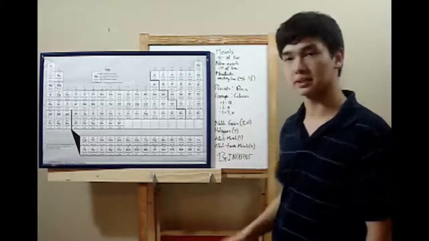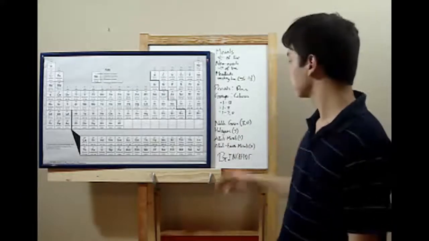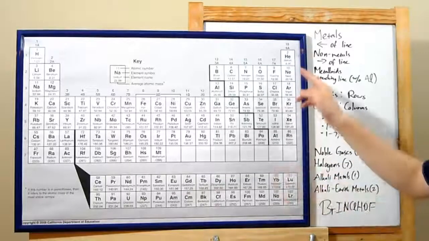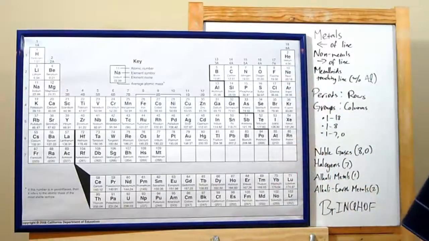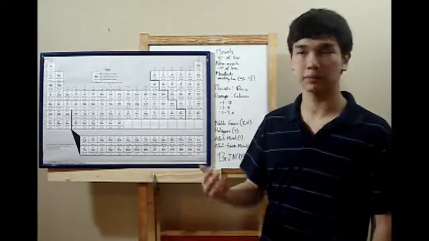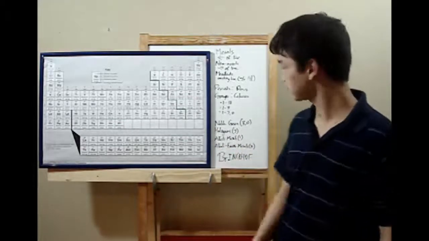The last numbering system is the 1 to 7 and then 0. It's the exact same as 1 to 8, omitting this block, but instead of calling this last one group 8, it's called group 0. Your teacher will tell you what numbering system you use, though it'll be pretty obvious once you get your periodic table.